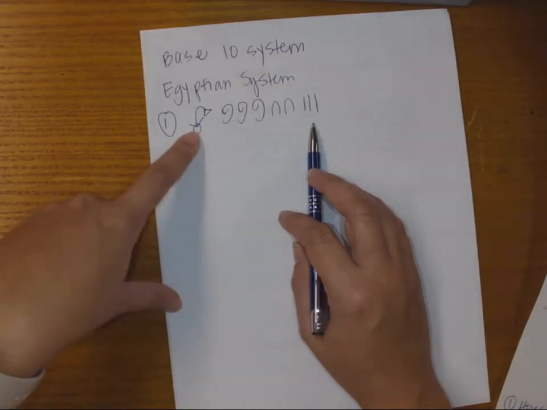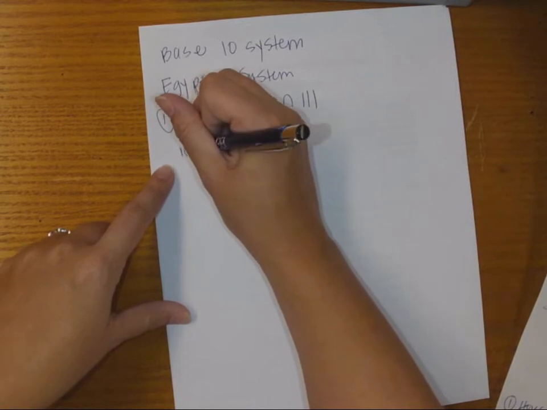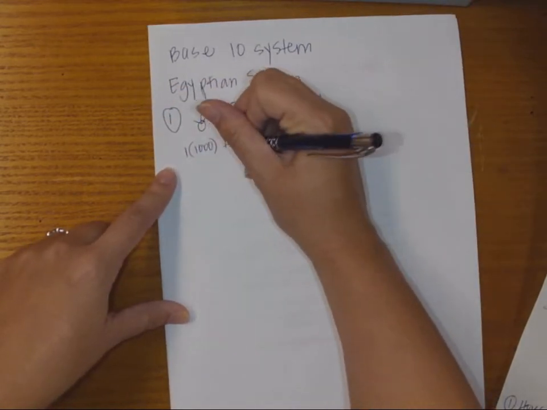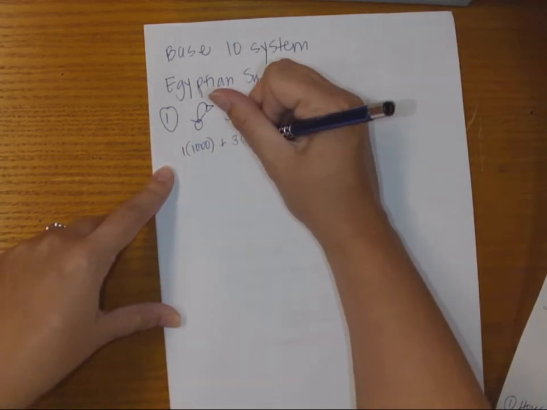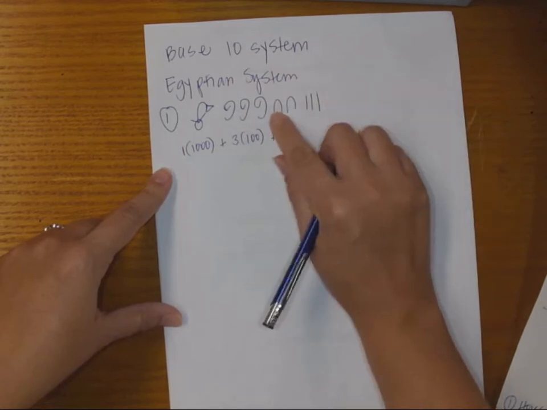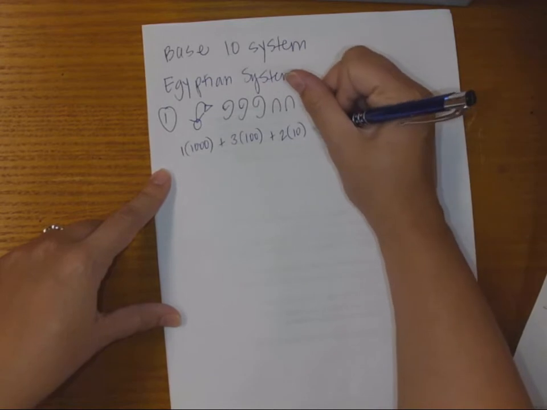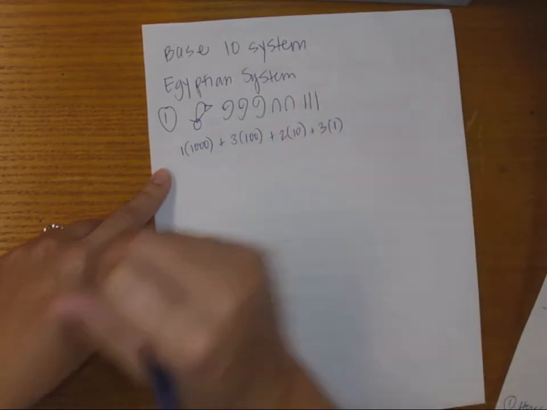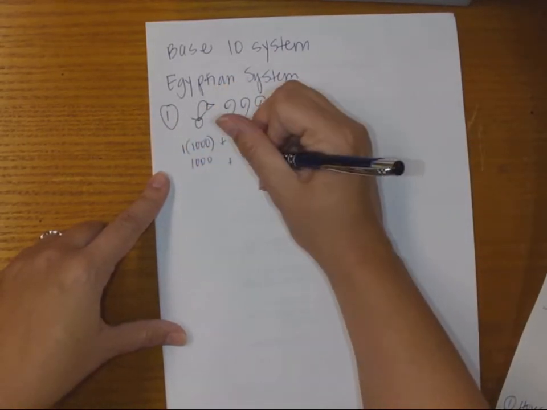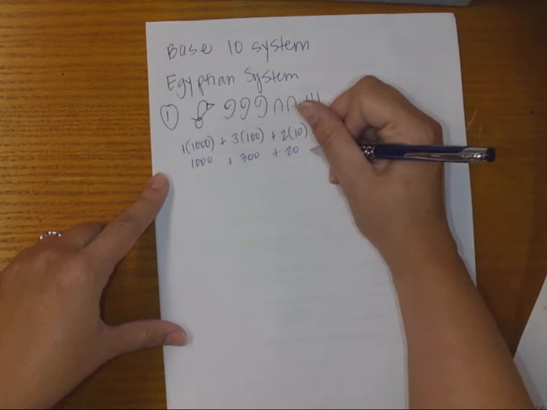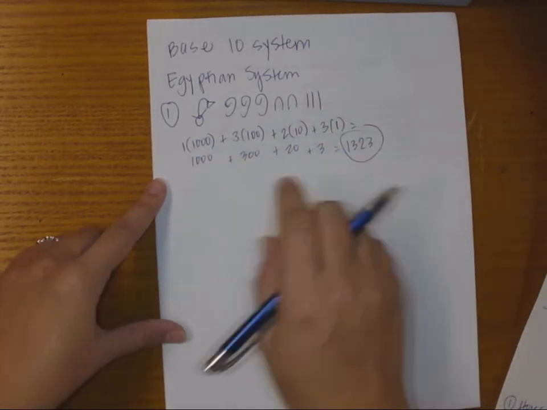So that number represents this lotus flower is worth 1,000, and I have 1 of them. So 1 times 1,000. Plus the coiled rope, I have 3 of them, and it is worth 100. So 3 times 100. The heel bones, I have 2 heel bones, and heel bones are worth 10. So 2 times 10. And then I have 3 sticks. Sticks are worth 1. So 3 times 1. So when I add all that up, I get 1,000 plus 300 plus 20 plus 3, which is 1,323. So that's how to represent the number 1,323.